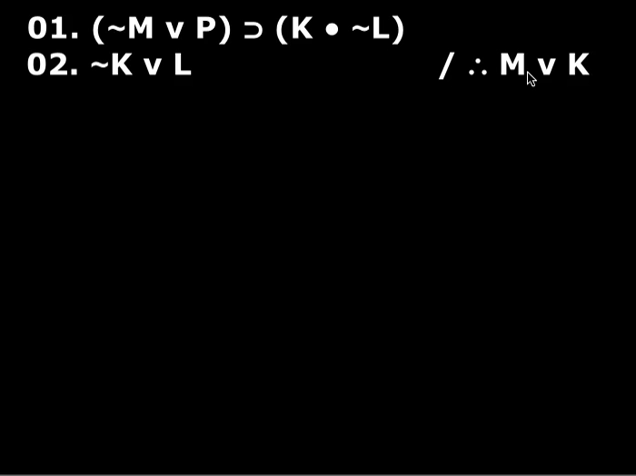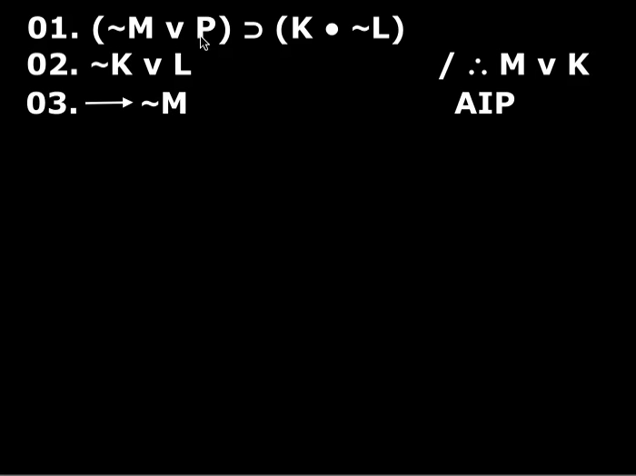So since what I want to derive is M, I'm going to assume the negation of what I want. I want M, so I'm going to assume not M. And the justification is AIP, assumption for indirect proof. And now my goal, recall, is just to derive a contradiction, any explicit contradiction. And you can see it's going to be pretty easy. Well, maybe you can see that. So I have not M.